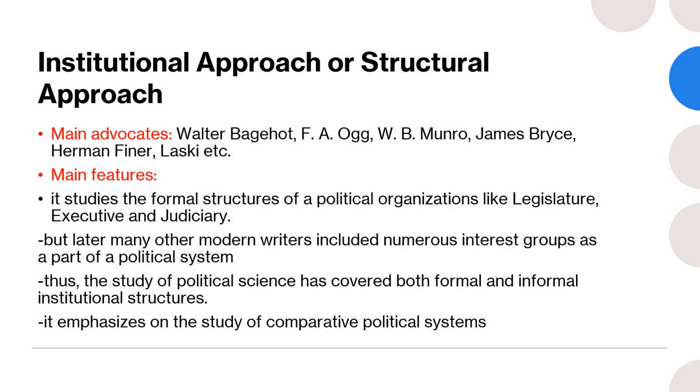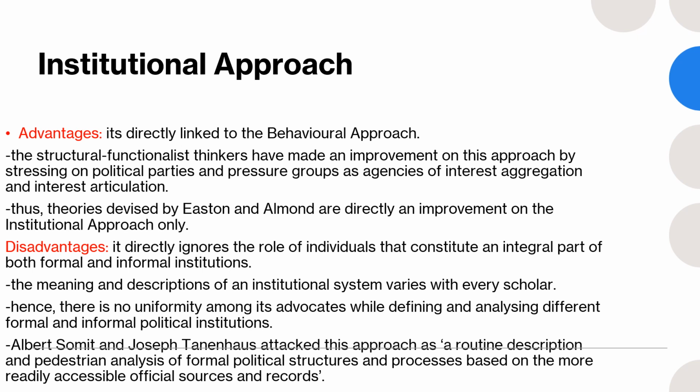What are the main features of this approach? It studies the formal structures of political organizations like the legislature, executive, and judiciary. Second, later, many other modern writers included numerous interest groups as a part of the political system. Third, the study of political science has covered both formal and informal institutional structures. Fourth, it emphasizes the study of comparative political systems.